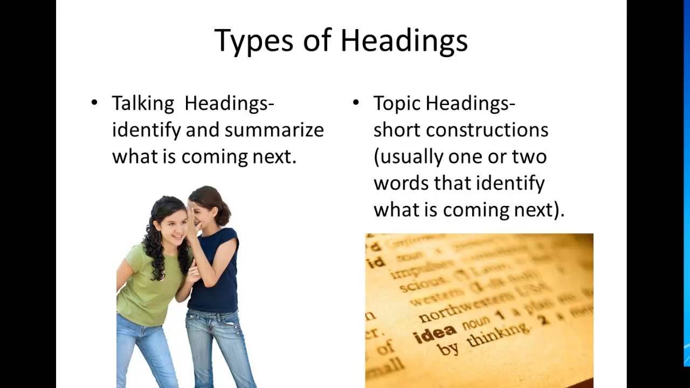So there's two different types of headings. We have what are called talking headings. They identify and summarize what's coming next. And we also have topic headings. These are usually short constructions, 1 or 2 words, and they let the reader know what's coming up next in the document. So let's give you some examples of these.